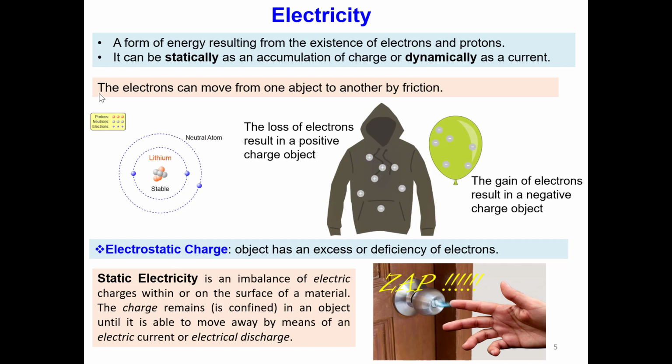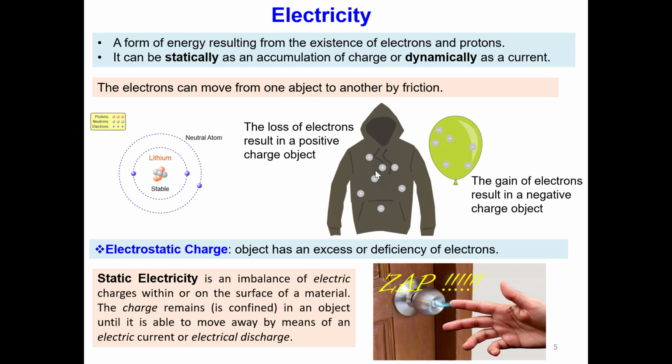We know electrons can move from one object to another by friction. What happens when this occurs? In nature, atoms are usually neutral, or compounds are neutral, meaning they have the same number of electrons and protons. In this case, for a lithium atom, we have 3 electrons and 3 protons. Protons are the orange ones. These are neutral atoms.